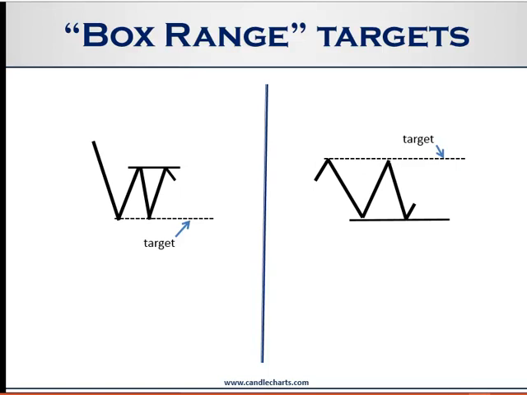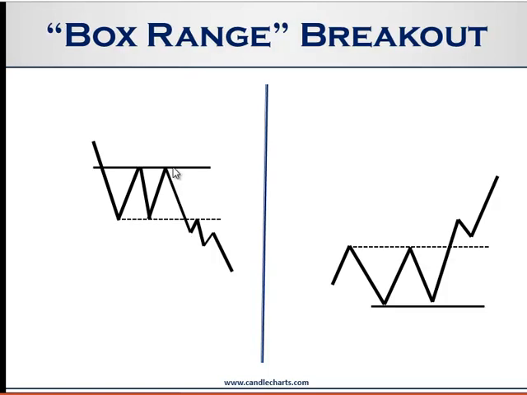But you could also use box range breakouts. So if the market is in a box range and then breaks out of the box range to the downside, what you could do is then get a target. You could take the height of the box range and subtract it from the bottom of the box range to get a target, and we do the flip side with a box range breakout.